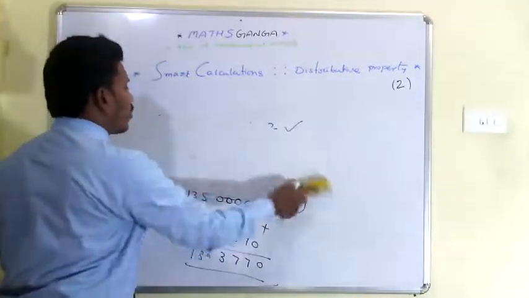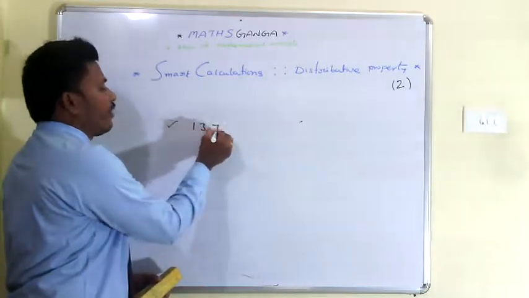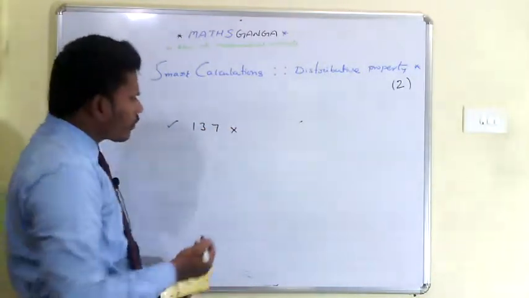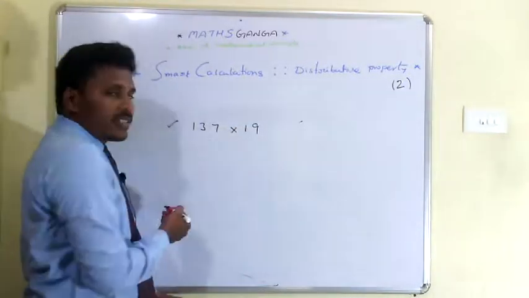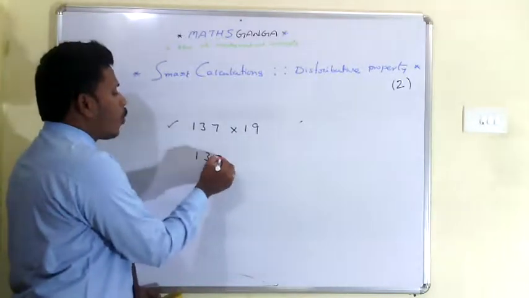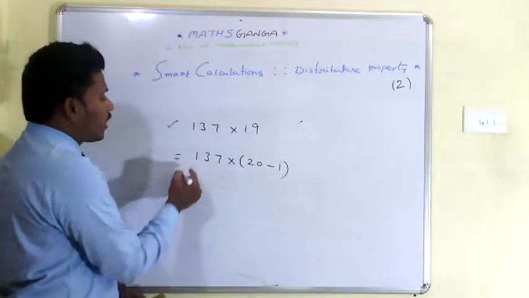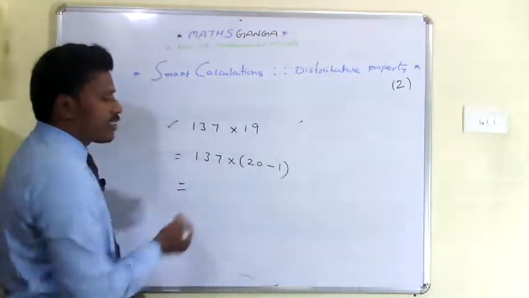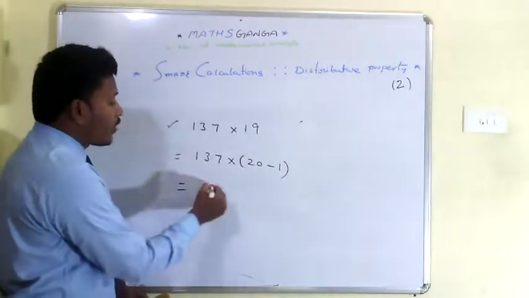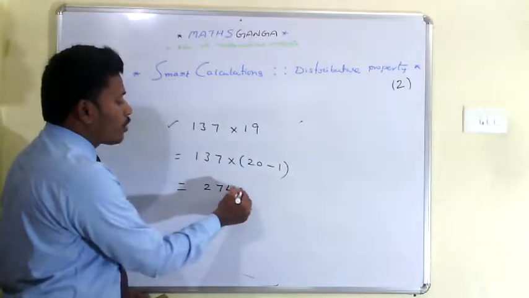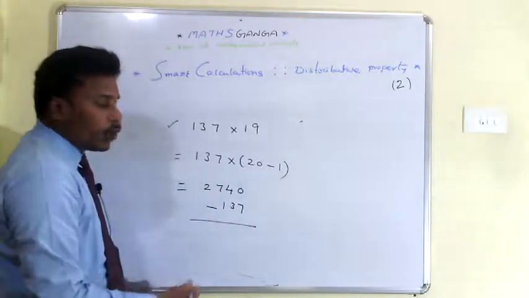Why does it happen? Suppose I am going to multiply the number 137 with 19. Since I am multiplying 137 into 19, I will write it like 137 into 20 minus 1. So this is 137 into 20 minus 137 into 1. 137 into 20, multiplication by 2 is easy. So 137 into 2 is nothing but 274 with a 0, minus 137 into 1, which is 137. And we need to do the subtraction.